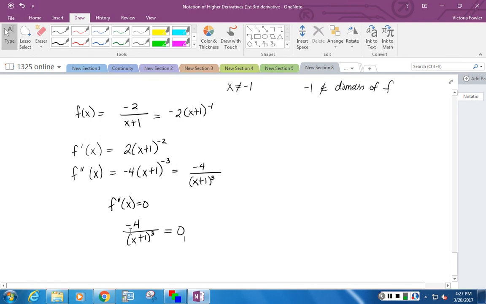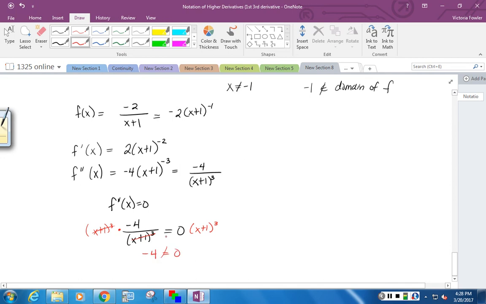Negative 4, whatever it is that I plug in here, it's always going to be negative 4 over a number. So perhaps if I don't realize something right away, I go about my business as I say, well, I'm going to multiply both sides by the LCD. This is called eliminating the fractions. And I get negative 4 equals 0. Well, that can't happen.